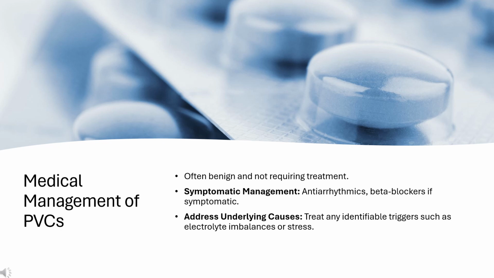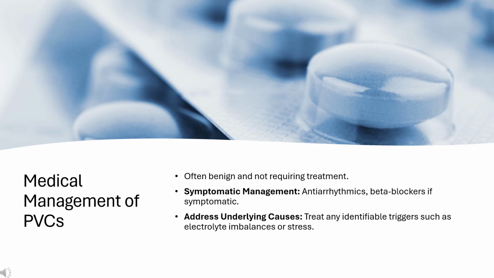In cases where PVCs are symptomatic and cause significant discomfort or anxiety, antiarrhythmic medications may be considered. These medications work by stabilizing the cardiac membrane and reducing the occurrence of premature beats. Common antiarrhythmics used for PVCs include drugs like amiodarone. These medications should be prescribed and monitored by a cardiologist due to potential side effects and the need for careful dosage adjustments.